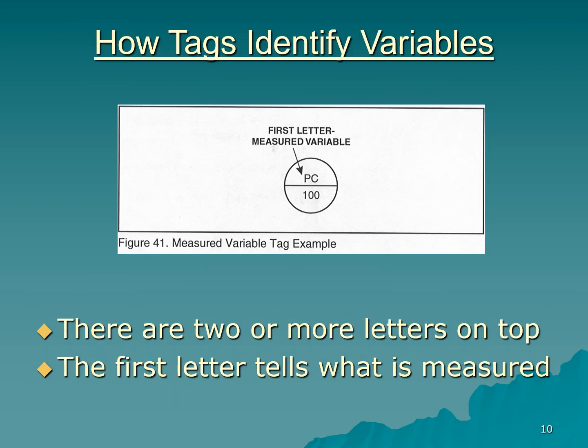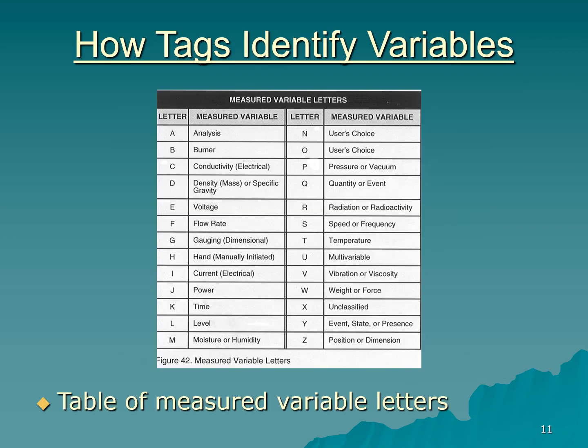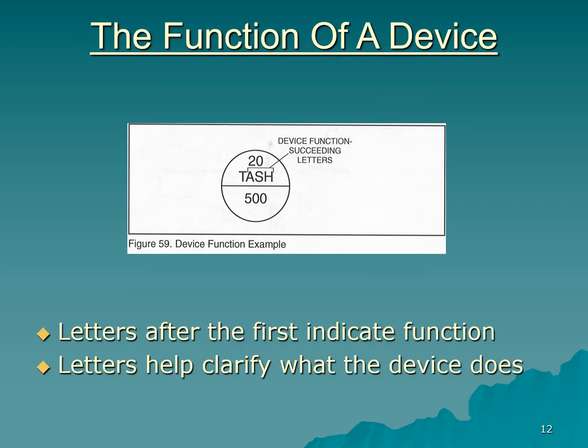Now, the lettering on top tells us everything we need to know about it. The first letter tells us what is being measured. In this case, P, and this is handy, pressure or vacuum. A, it's analysis. B, it's a burner. C, conductivity. E is voltage, that's from the old school, E is electromotive force. J is power. L is level, etc. T, temperature. S, speed. All of these. So in this case, that's T.